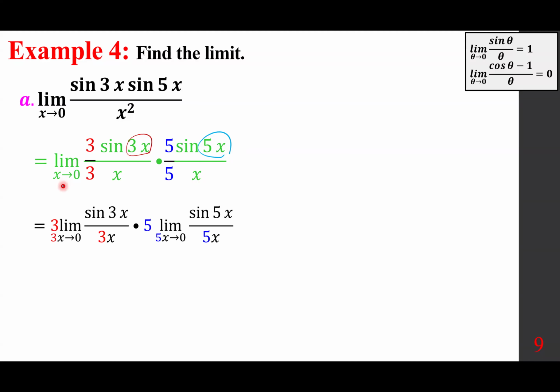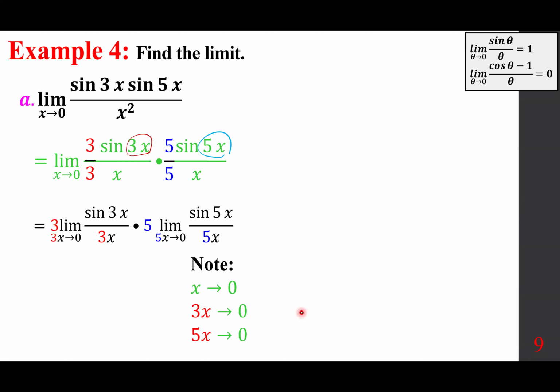So take a look at what I do. Number one, I want you to look at this one. This piece, I took the 3 out. I'm making up two limits. This piece, I'm taking the 5 out. But this x, I change it to 3x. For this one, I change it to 5x. Why is that? Because if x is approaching 0, so is 3x, so is 5x, so is 10x.